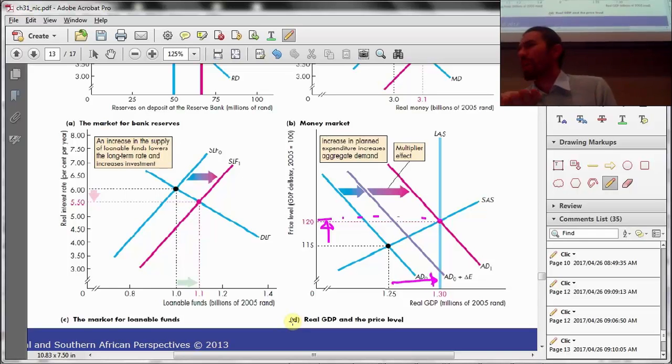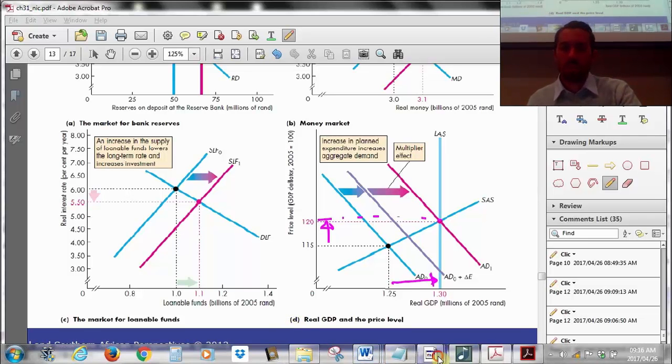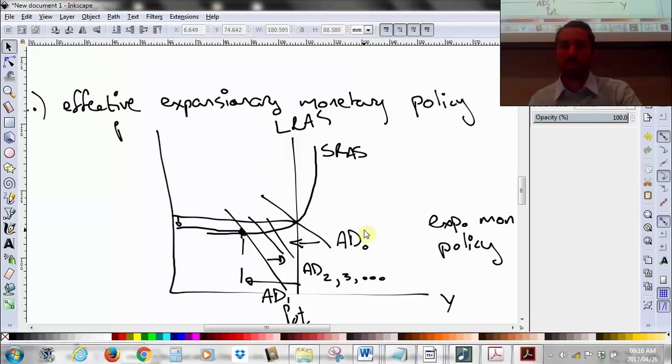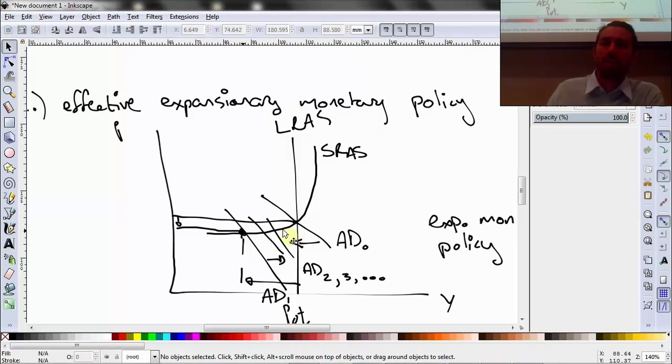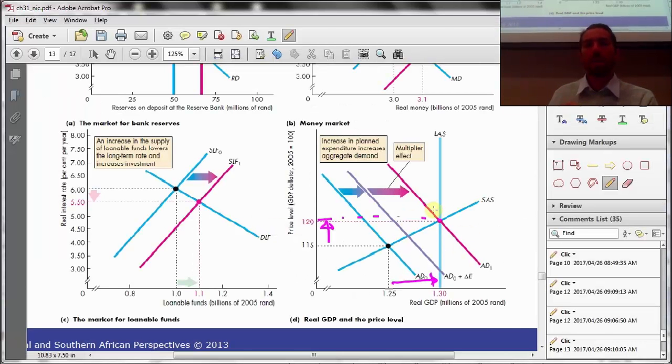So why would the Reserve Bank do that if its mandate is to control inflation? Because usually when we are in a recessionary environment, prices are very sticky downwards, and we can increase aggregate demand without having much of a price effect. So this kind of Reserve Bank intervention in a recession is possible with minimal inflationary effects.